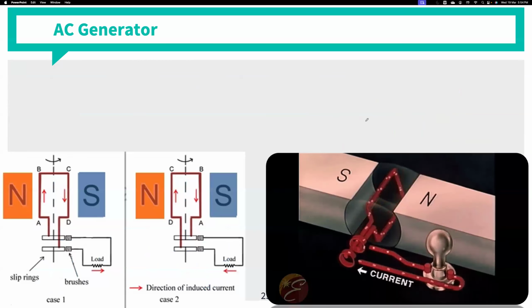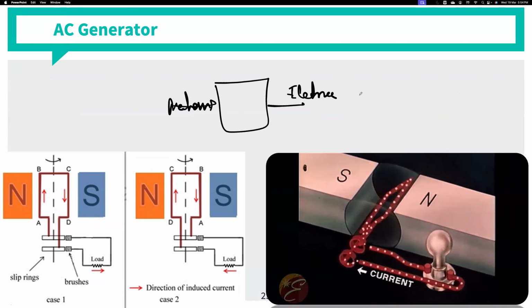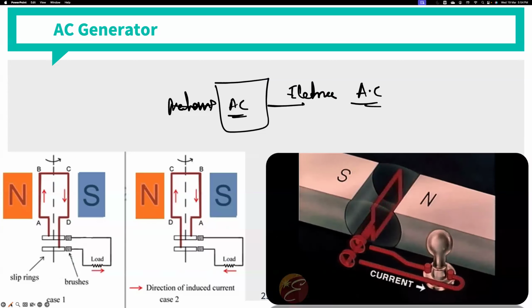Next, let's talk about AC generator. So what is an AC generator? It is nothing but a device that converts mechanical energy into electrical energy. And if that electrical energy is alternating current, we call this an AC generator. Okay, so we'll see how this AC generator functions.